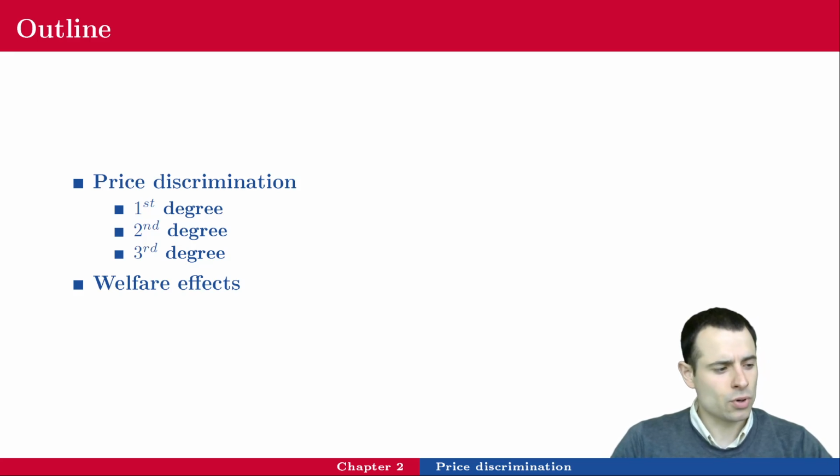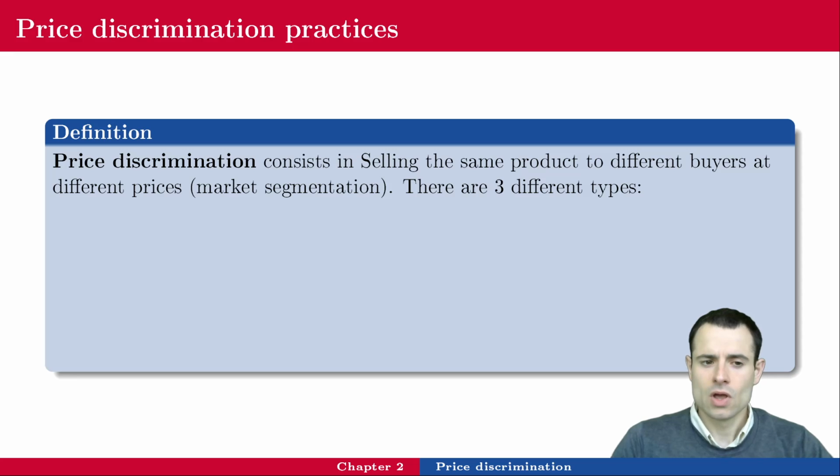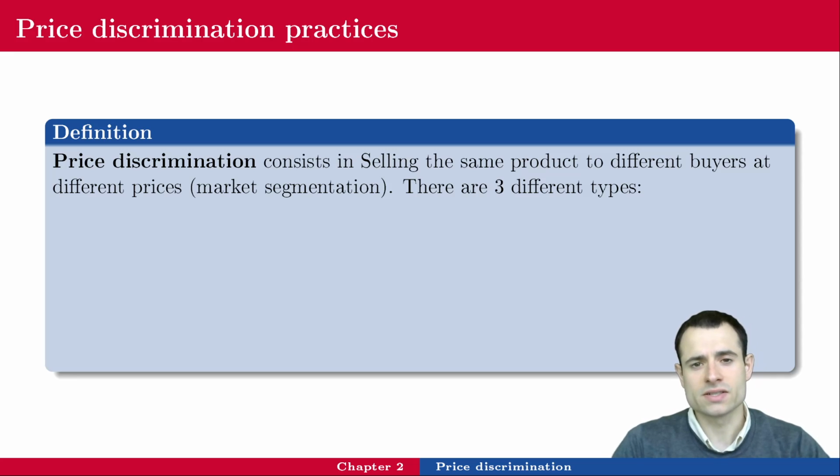So what is price discrimination? Price discrimination consists in selling the same product to different buyers at different prices. It is also called market segmentation. We distinguish three different types.